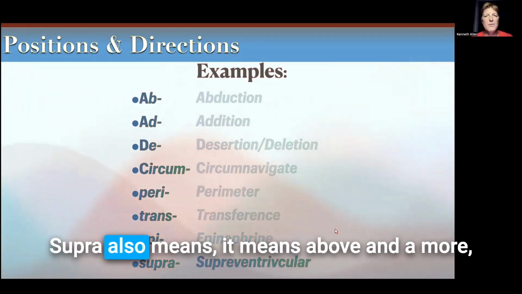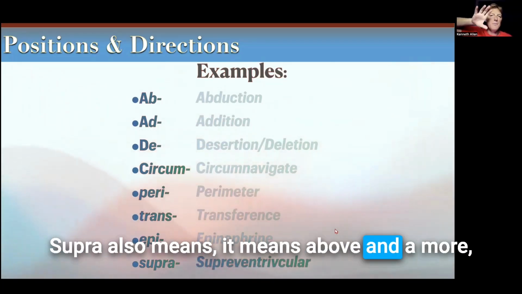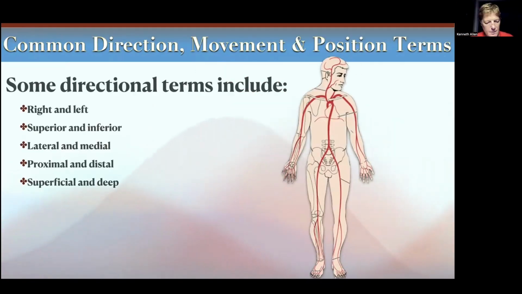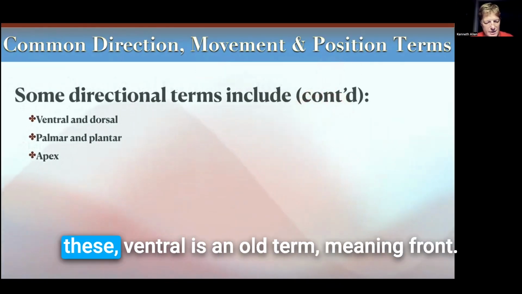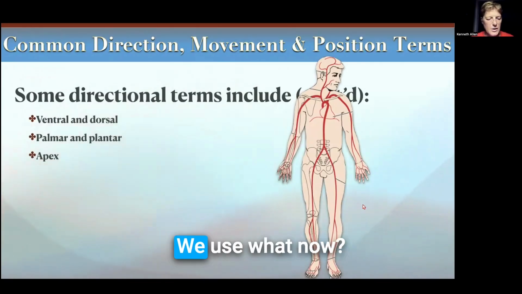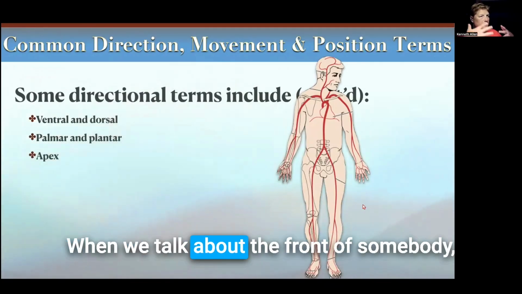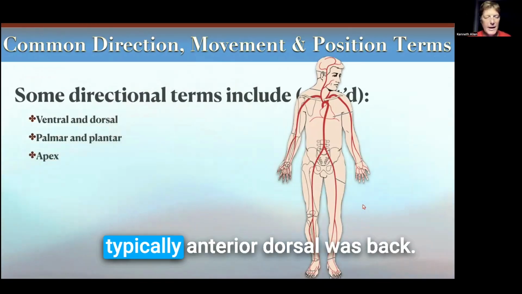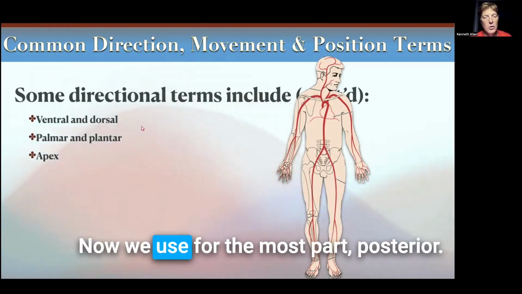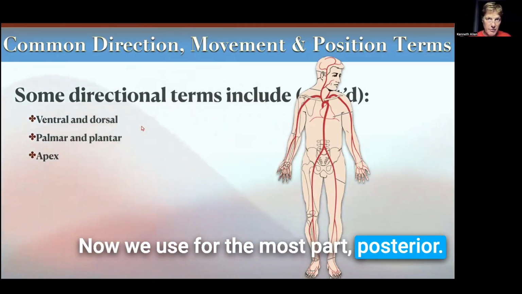Cool. Supra also means above, a less direct, more general term, above. We'll go down the body, kind of looking at these. Ventral is an old term, meaning front. We've gotten away from ventral. We use what now when we talk about the front of somebody? Typically anterior. Dorsal was back. Think of the dorsal fin on a whale or a fish. Now we use, for the most part, posterior.